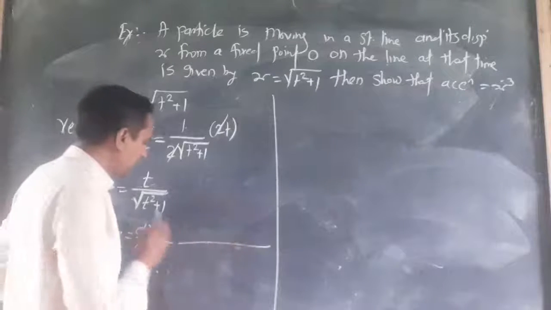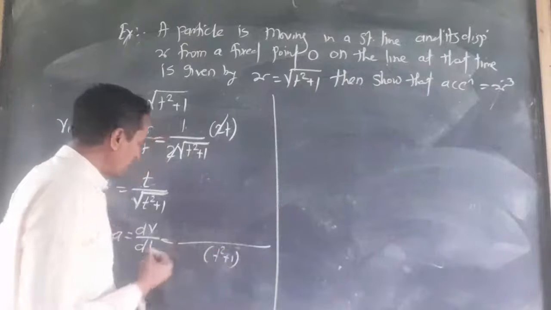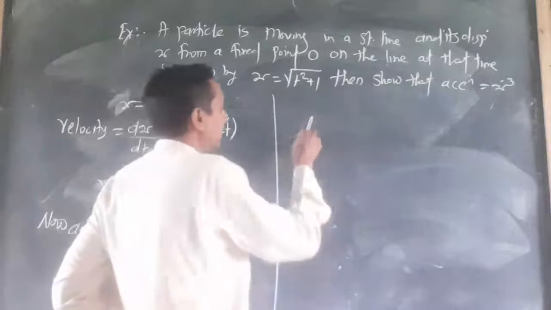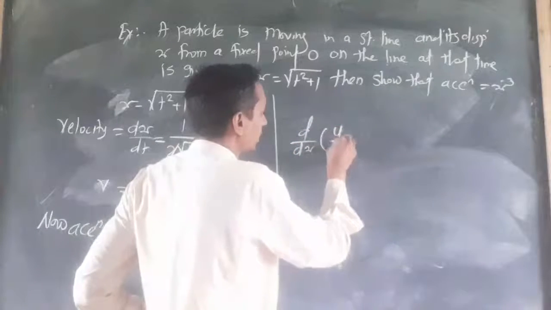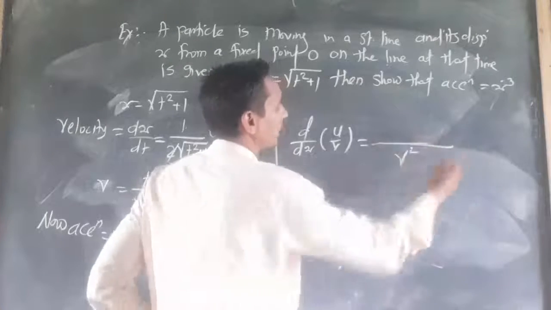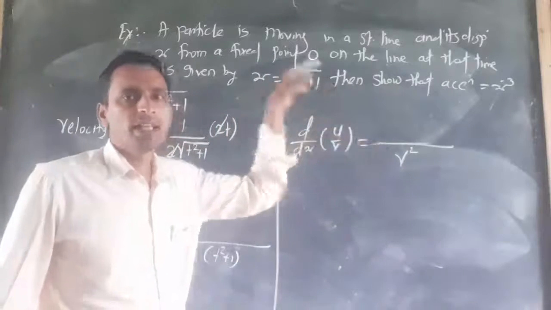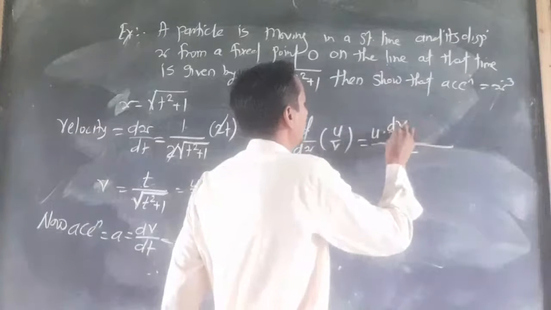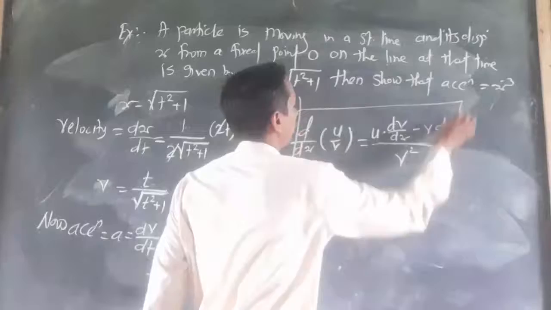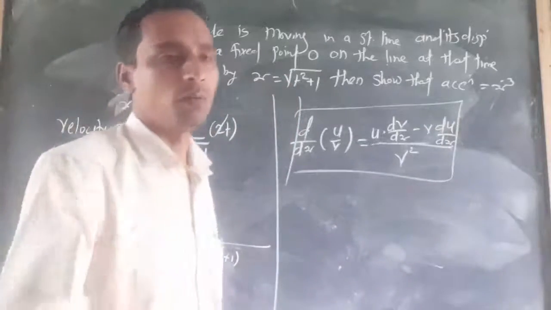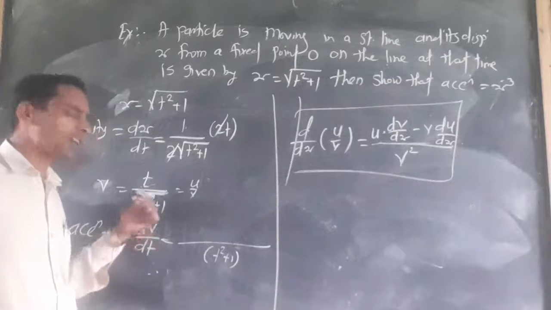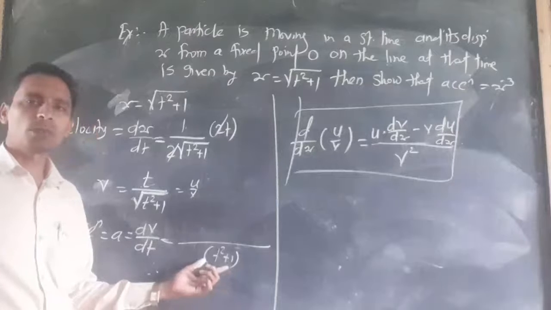If we find the derivative of this, t upon root of t square plus 1 is in the form of u upon v. We know friends, the derivative of u upon v has denominator square in the denominator, and in the numerator u into derivative of v minus v into derivative of u. This is the formula for the derivative of u upon v. Now denominator square means root of t square plus 1 whole square, the answer is t square plus 1.